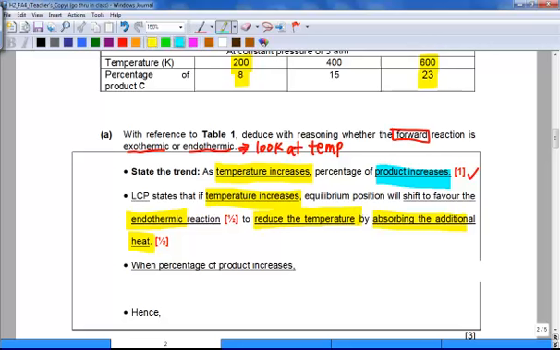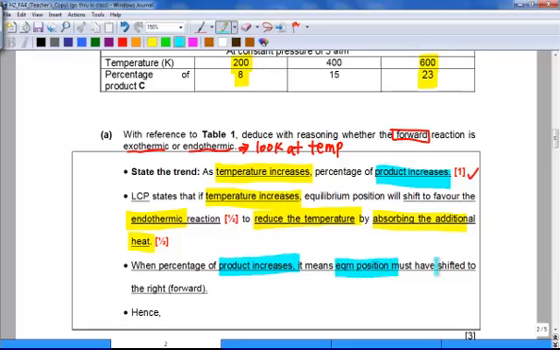Then next part, you explain product increases. So when product increases, what does it mean? It definitely means that the equilibrium position must have shifted to the right. Okay, it means that equilibrium position must have shifted to the right. That's why the percentage of product will increase.